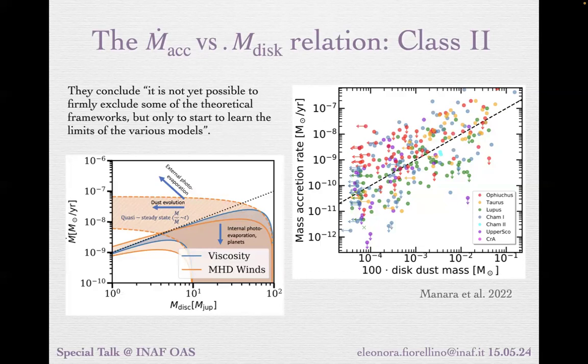And the natural question that came to my mind was, okay, for studying classical T Tauri stars, we are not able to distinguish between viscosity and MHD winds. But because of an evolutionary difference, maybe if we go backward in time and study accretion on protostars, we will be able to solve this problem and understand the driving mechanism of accretion.